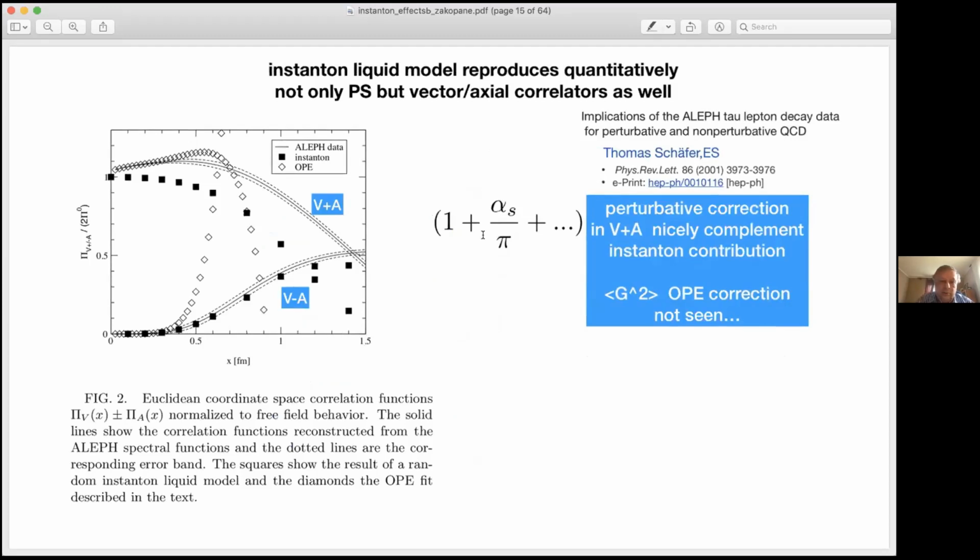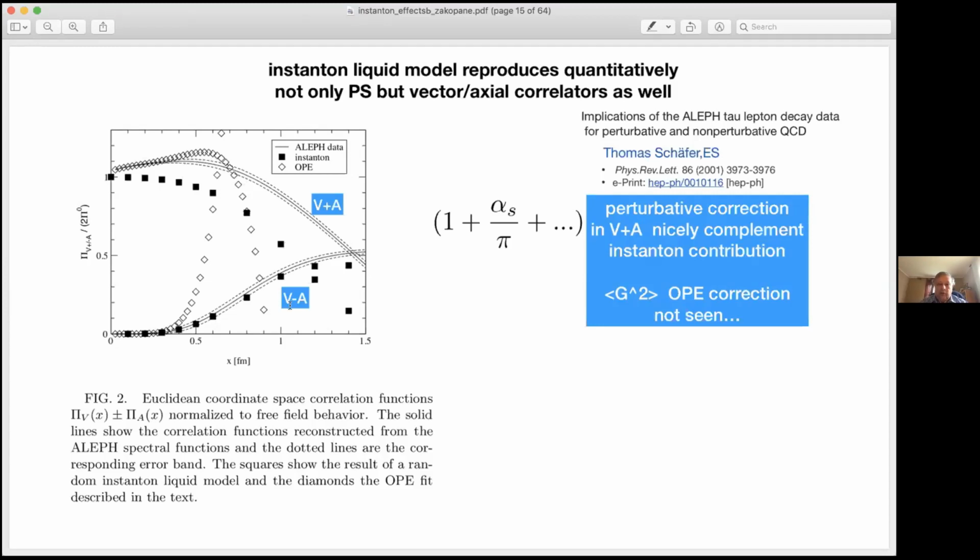The last picture which I want to show is the vector and axial correlation function, now calculated from experiment. Axial comes from the decay of the tau lepton. So what is experiment are these narrow lines, yes? The distance between two dashed lines is the error bar on that integral. So these lines are experiment, the dots are theory.